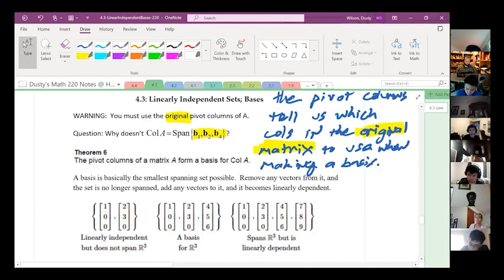So a basis is basically the smallest spanning set possible. If you remove any vectors from the basis, the set is no longer spanning. If you add any vectors to it, it becomes linearly dependent.